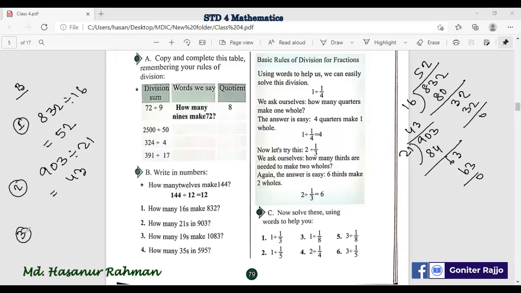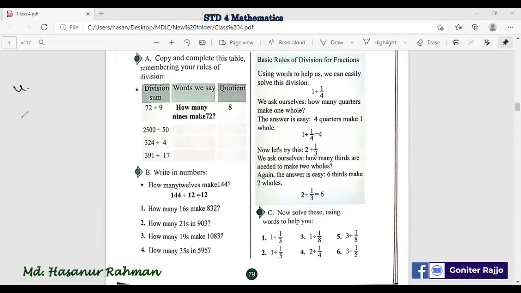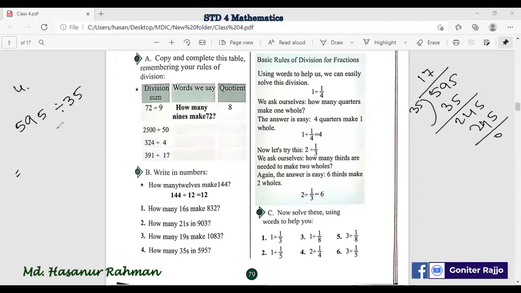Now number 3. How many 19s make 1083? So we have to divide 1083 by 19. So 1083 divided by 19 should be 57. Now number 4. Number 4 says how many 35s in 595? 595 divided by 35. So if we want to divide 595 by 35, so answer should be 17.